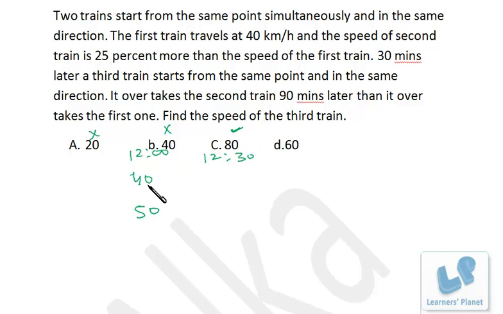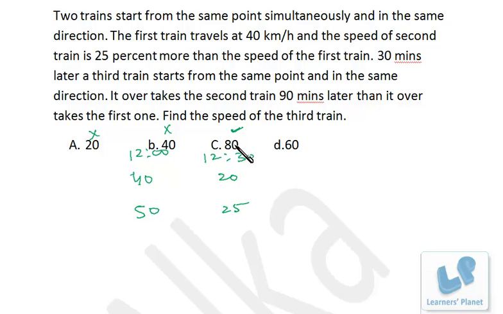Another, this train is starting at 12 o'clock at 40 km per hour. So in half an hour, it will have covered 20 km, and the other will have covered 25 km. Now this third train has to cover up this 20 km to meet this. But this train is not going to stop either, right? So we will take care of the relative speed over here.